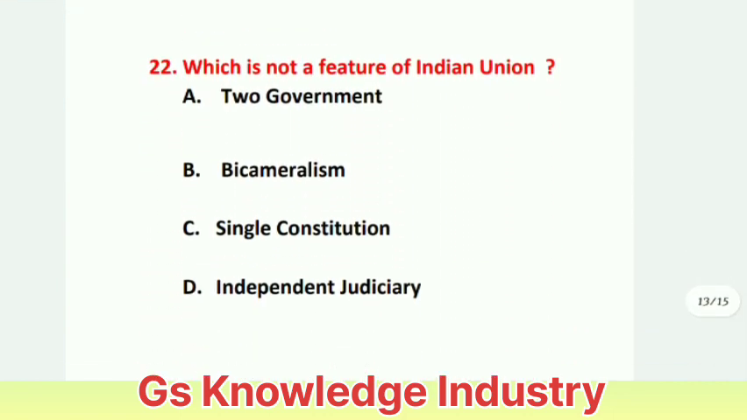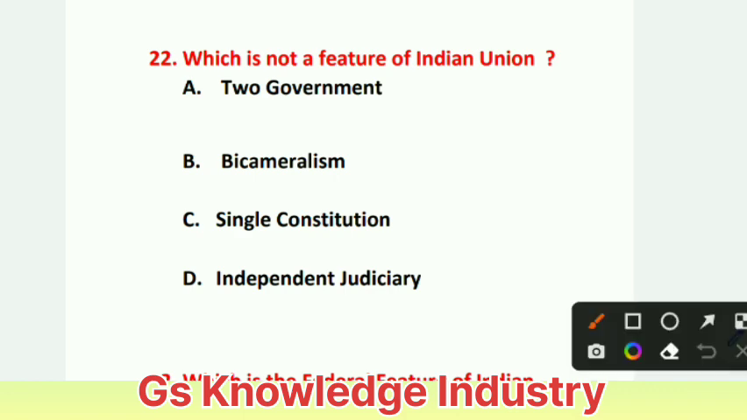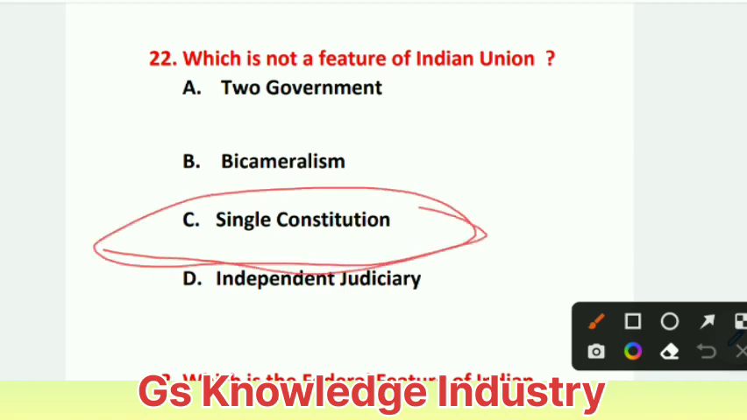22 number question. Which is not a feature of the Indian Union? Option A, two governments. Option B, bicameralism. Option C, single constitution. Option D, independent judiciary. Here the right answer is option C. Single constitution is not a feature of the Indian Union, right?